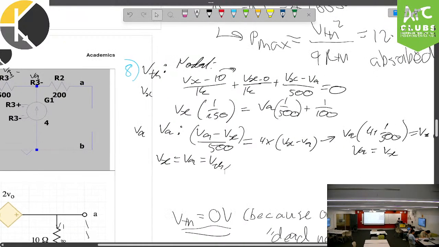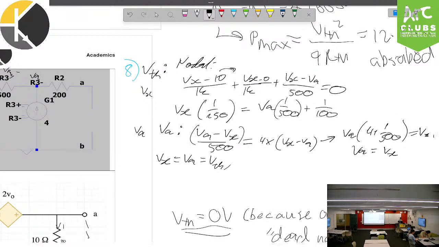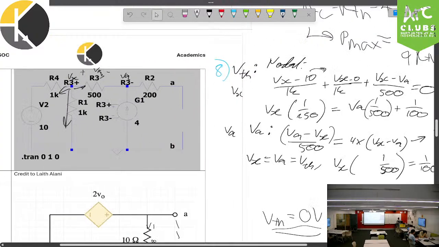We sub it back into the first equation. They're equal, so you subtract 1 on 500 from Vx's coefficient and get 1 on 500 remaining. So Vx times 1 on 250 minus 1 on 500 equals 1 on 100. This simplifies to just 1 on 500. Multiplied by 500, Vx equals V Thevenin equals 5. Fantastic stuff. So that's how we do number 8.